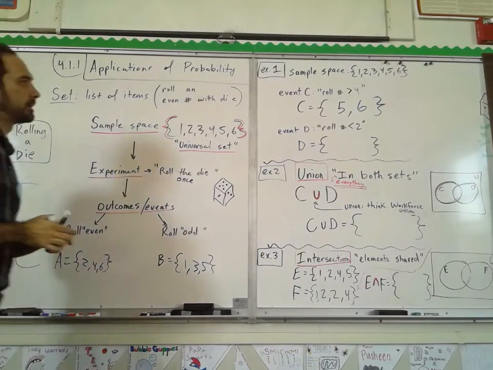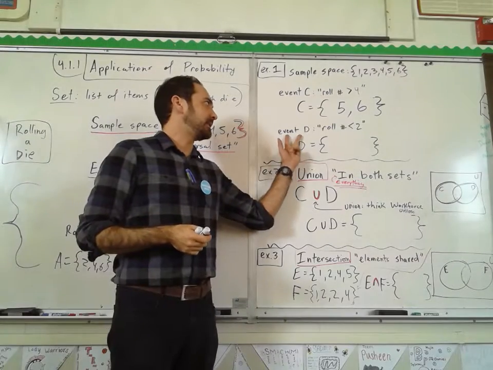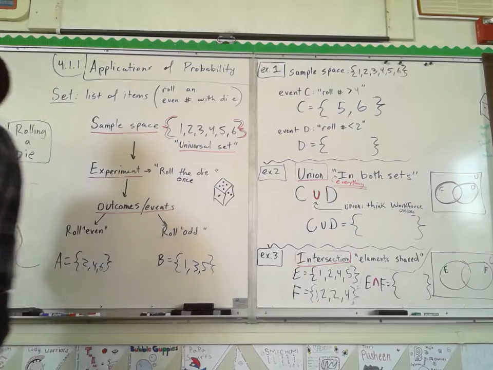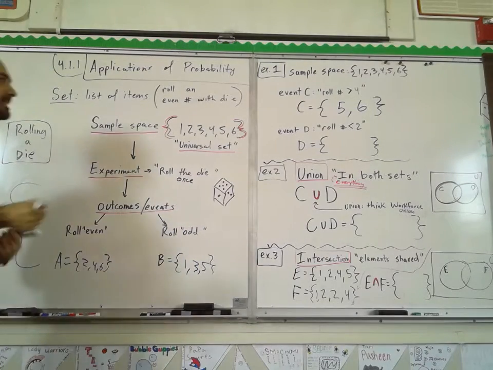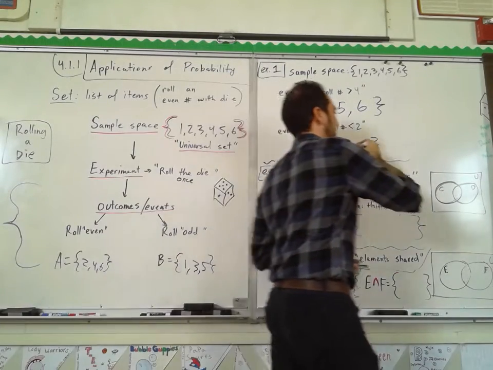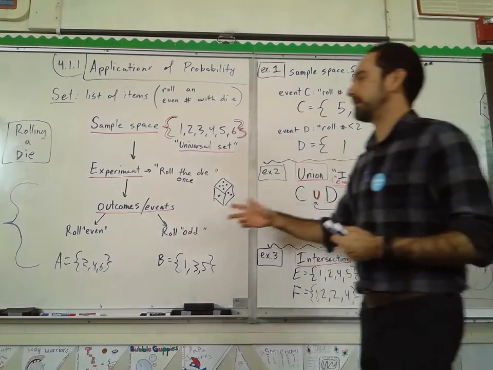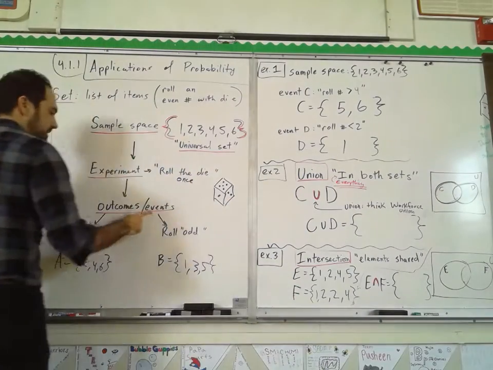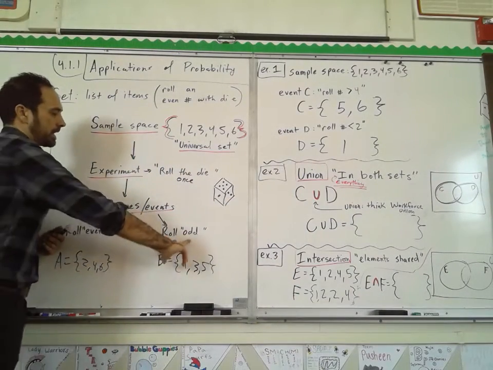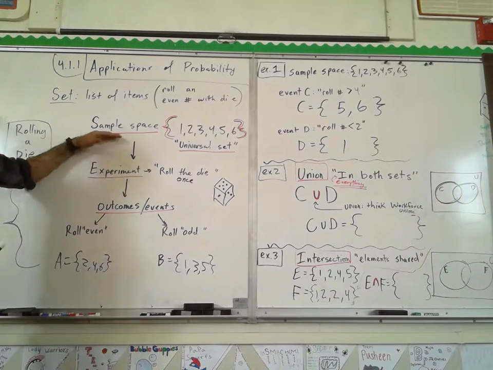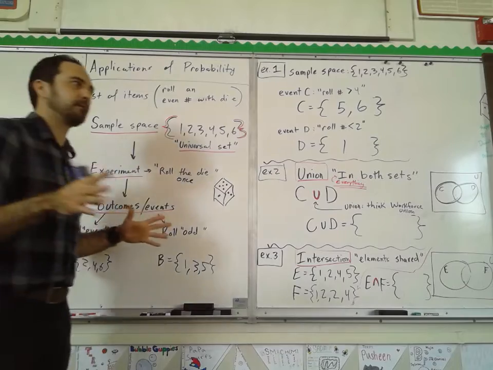Set D has the event: roll a number less than 2. What goes there? 1. I can tell, it seems too easy. So the event tells you what's going to happen, right? Here the outcome events for this situation were roll an even, roll an odd. Again, this experiment is rolling a die once. Sample space is everything that's involved, everything that could be included.